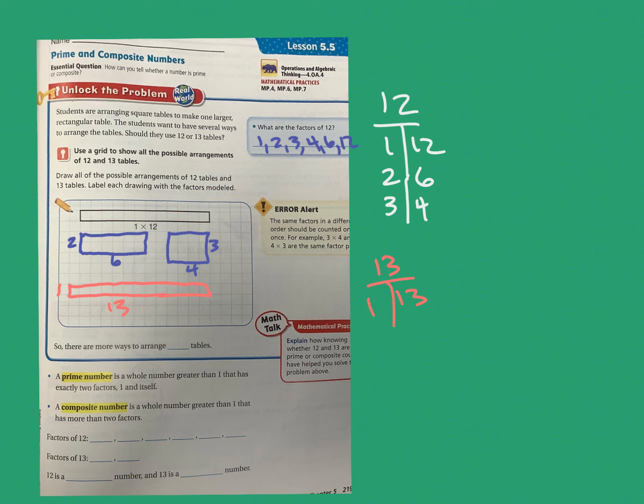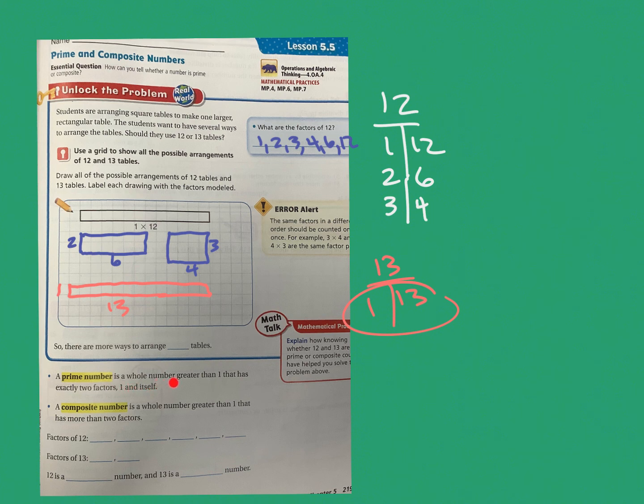Not 2 times anything, not 3 times anything. No, there's no other way. This is its only factors. This is the only configuration I can do with 13 tables. That's it. I can't configure it in any of these possibilities. I can only configure it one way to have it all even in rectangular form. So 13 is a prime number.